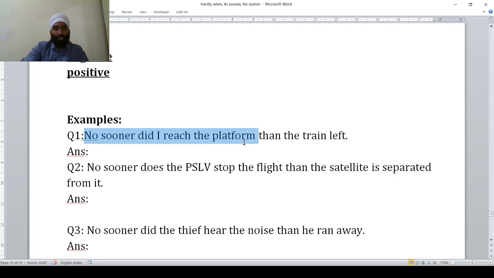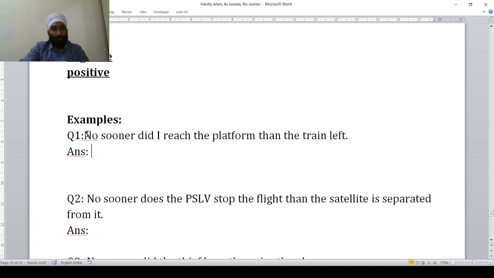No sooner did I reach the platform than the train left. The first sentence is showing two actions. In this, the no sooner clause is obviously showing the first action. We always use no sooner in the clause which is showing the first action, and as it has a negative sense, we use the helping verb before the subject. So how to use as soon as in such a sentence?